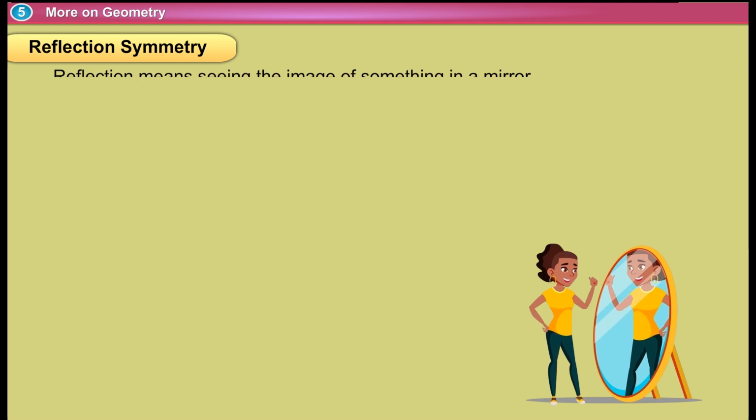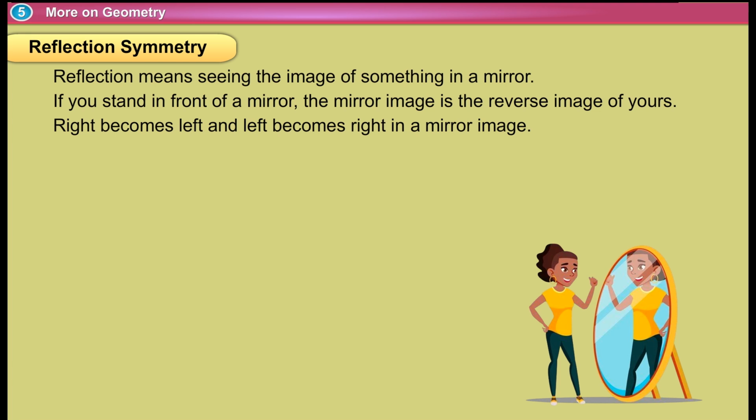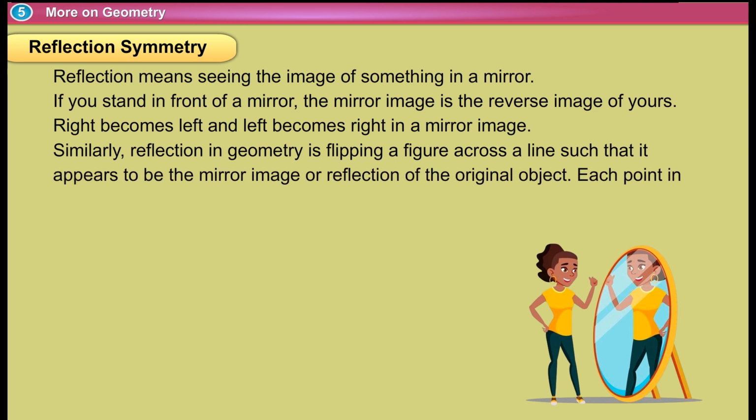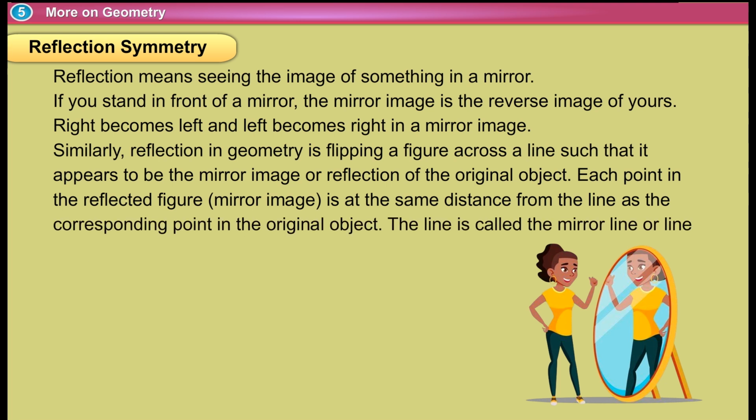Reflection symmetry. Reflection means seeing the image of something in a mirror. If you stand in front of a mirror, the mirror image is the reverse image of yours. Right becomes left and left becomes right in a mirror image. Similarly, reflection in geometry is flipping a figure across a line such that it appears to be the mirror image or reflection of the original object. Each point in the reflected figure, mirror image, is at the same distance from the line as the corresponding point in the original object. The line is called the mirror line or line of symmetry or line of reflection.